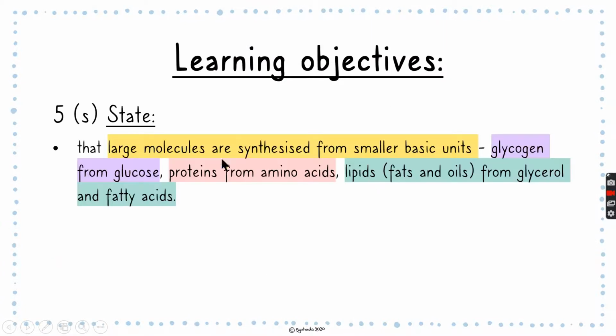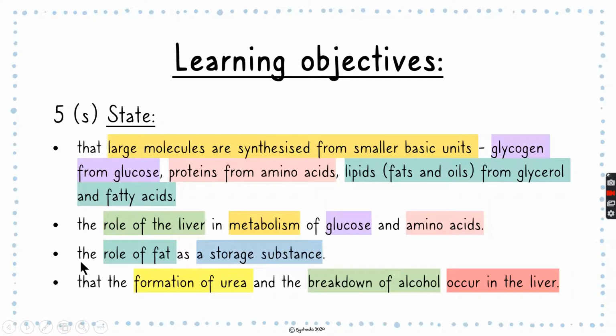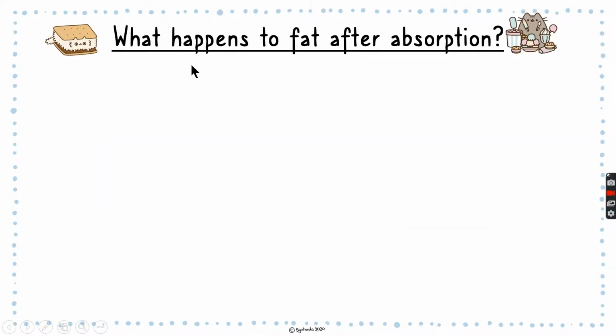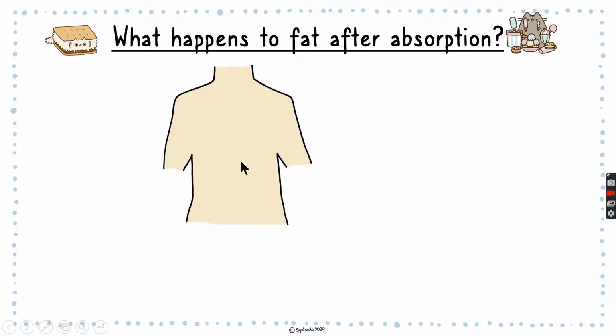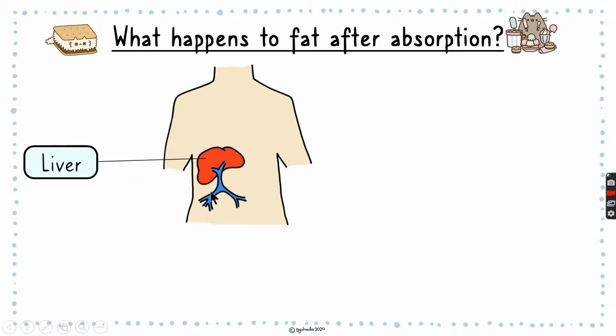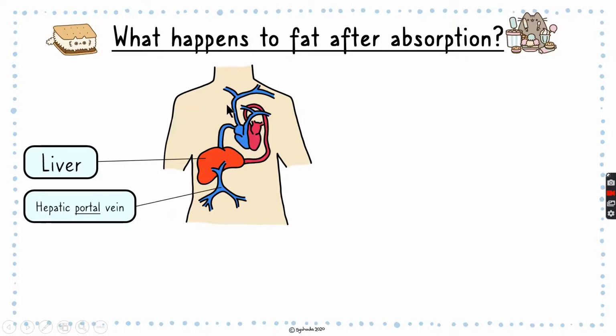Okay, so now about today's learning objective, which is this part, and mainly the role of fat as a storage substance. So what happens to fat after absorption? After being absorbed from the small intestine, we are going to go through this part first. Here we have your liver and your hepatic portal vein.